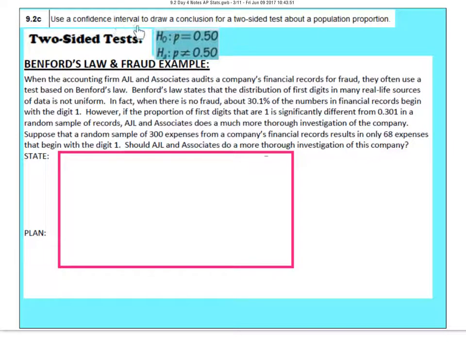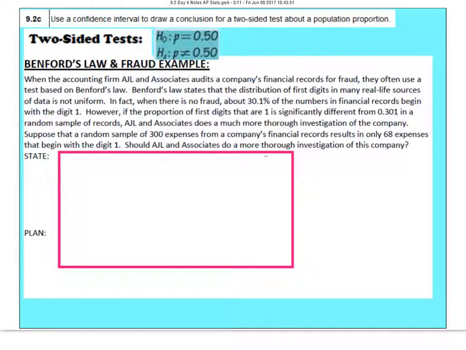9.2c, we're going to use a confidence interval to draw a conclusion for a two-sided test about a population proportion. Sometimes if a free response asks you if there's convincing evidence, you may be able to choose if you want to actually do a test or a confidence interval. I'm going to show you when you would have that option. And it would happen when you are doing a two-sided test.